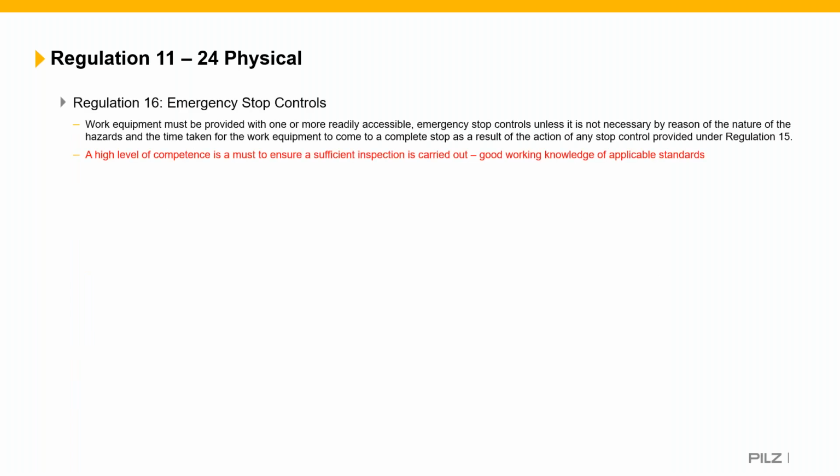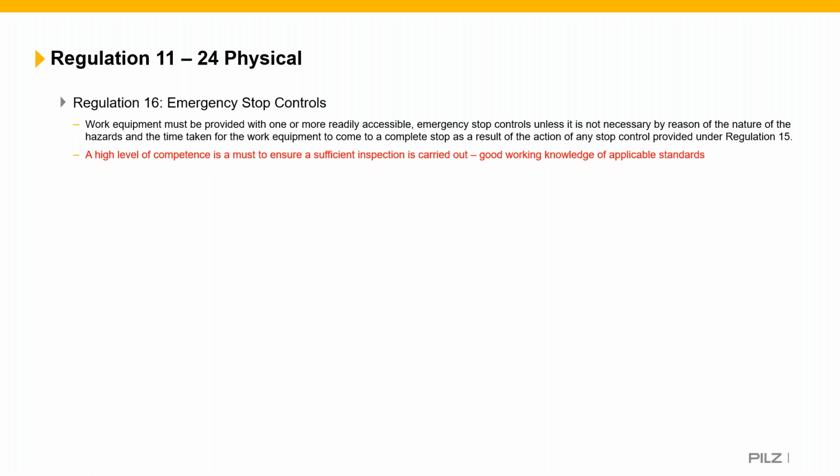Regulation 16 looks at emergency stop controls. So an emergency stop control should be provided where the other safeguards in place are not adequate to prevent any risk, or for when an irregular event occurs. But it shouldn't be considered as a substitute for safeguarding. It shall have priority over any other control that's provided, including the stop control, as we spoke about in Regulation 15 just a moment ago.